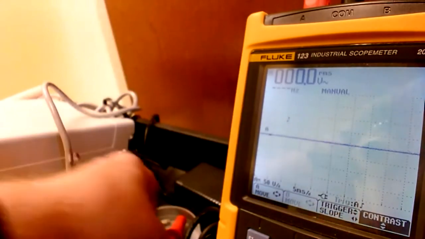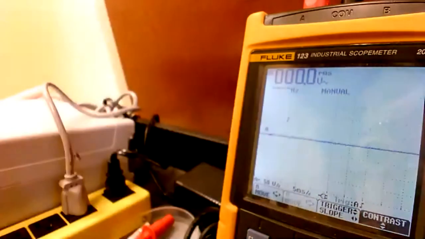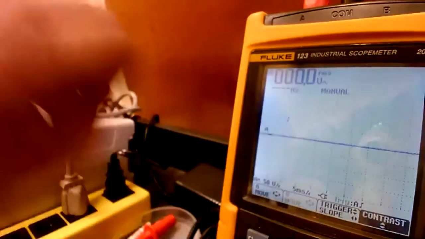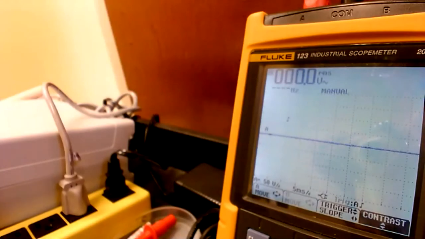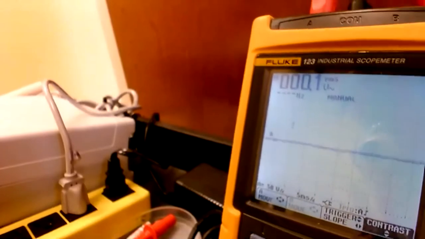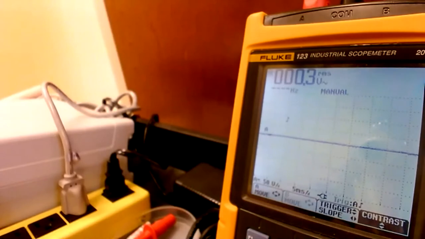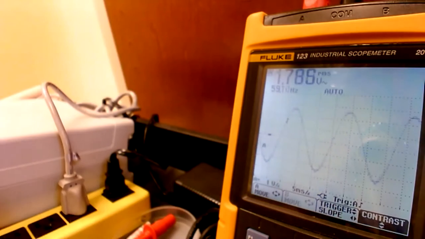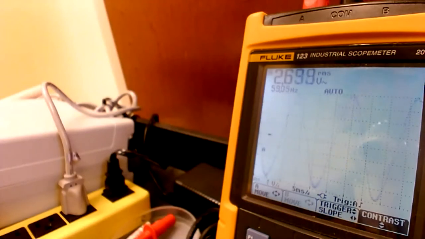Okay, so let me get myself ready here. I'm going to probe the incoming voltage. And I'm going to turn that up. Just go to auto. Now, do you see the wave? You see the wave going up and down? You see it going up and going down?